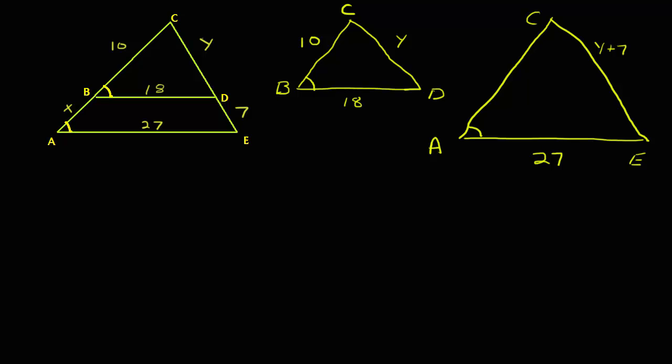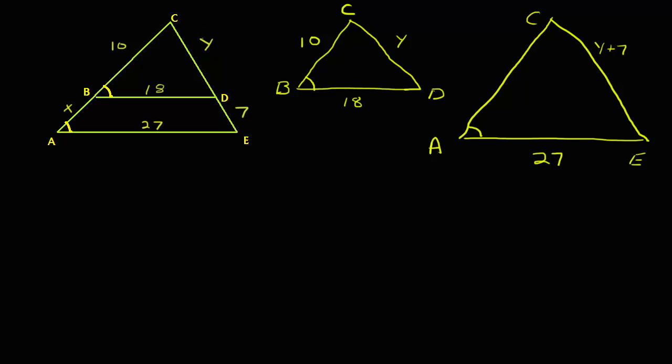Some students have a hard time seeing that, but if you take a look at that length, there is y, and this length here is 7. So the whole length between C and E is y plus 7. So that's why we have y plus 7 as our length for CE.